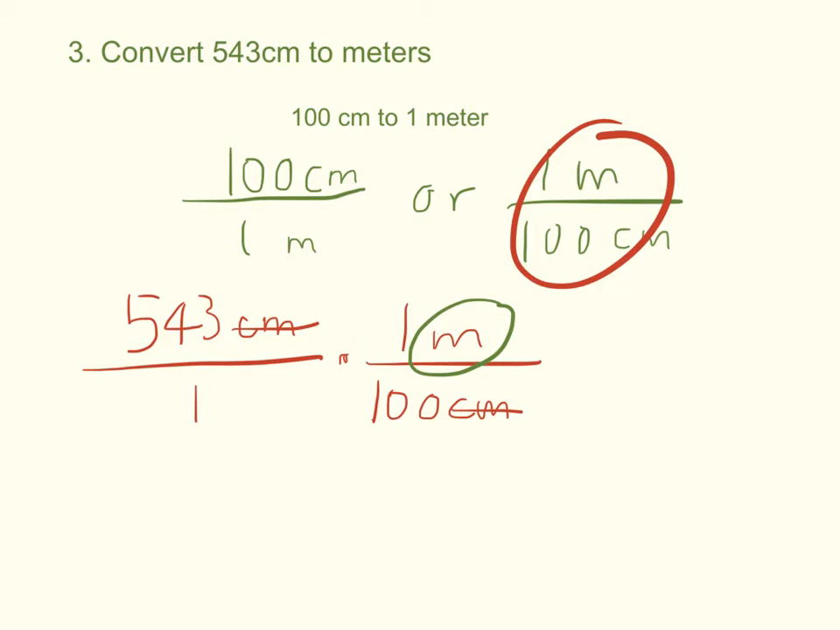So now let's rewrite this. It equals 543 with no unit times 1 meter. And then the over 100 here means divided by 100.